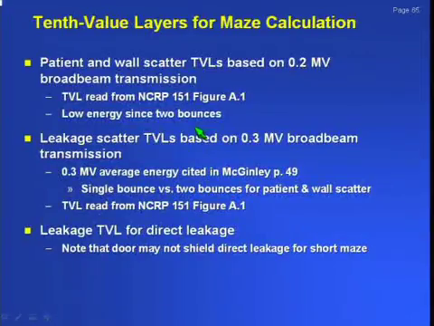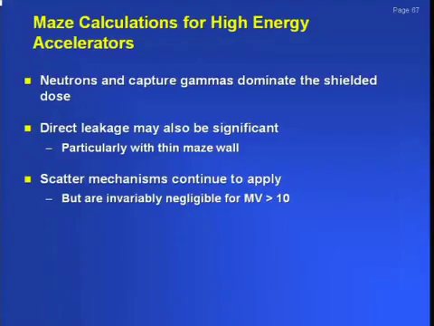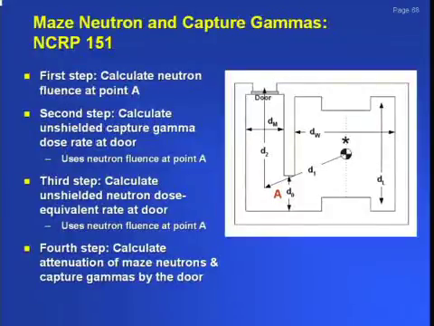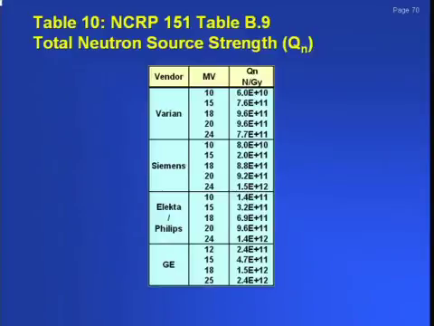Tenth value layers for maze calculations, we have used everything based on an average energy of 0.2 MV. Read the data from NCRP 151, and you can use a lower energy because most of that has 2 bounces in it. So there is your graph of your data. Maze calculations for high energy, obviously you have to do neutrons and capture gammas and direct leakage and scatter. Same type of calculations, you're just going to go through them multiple times.